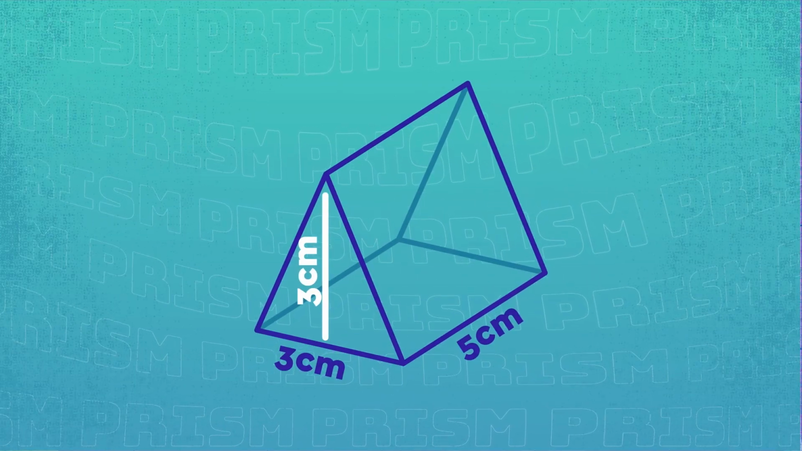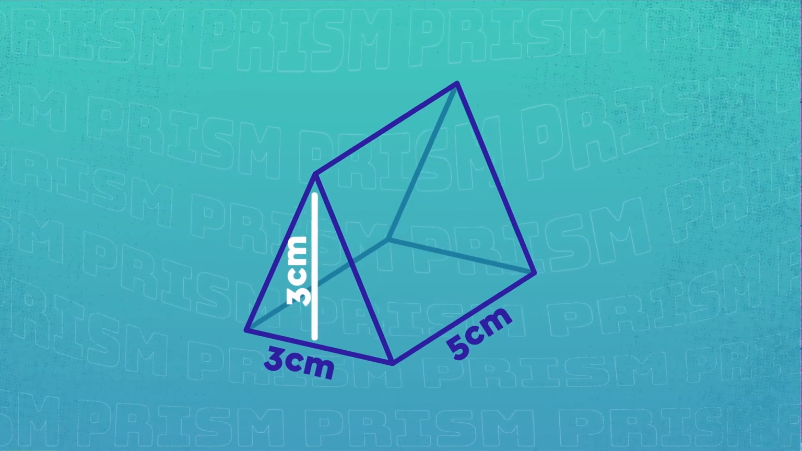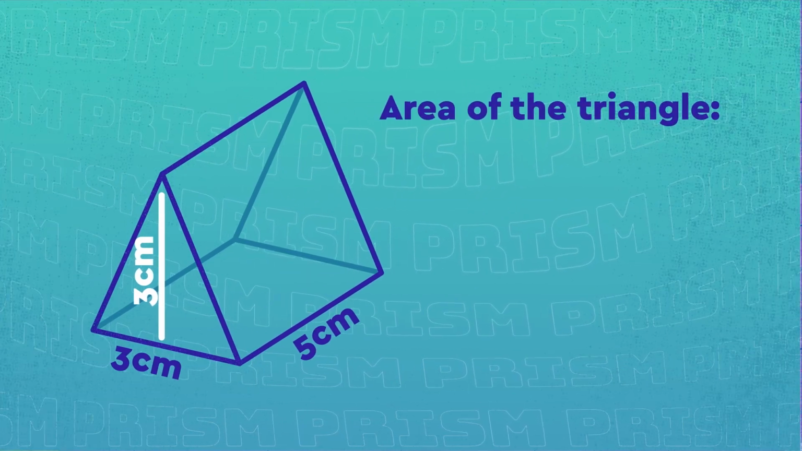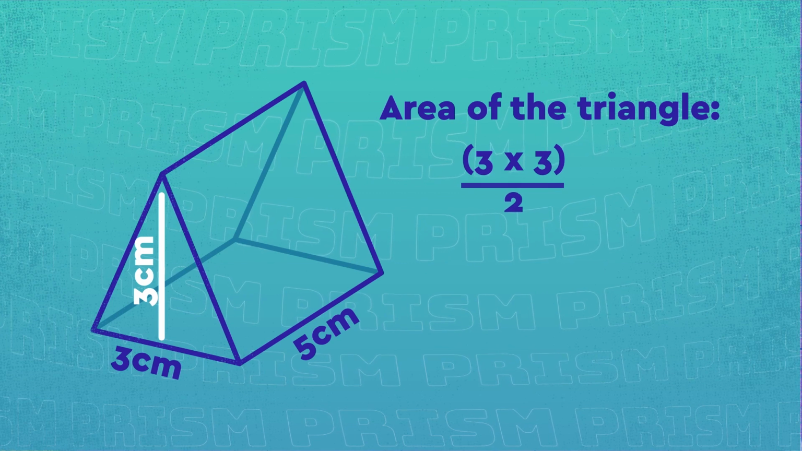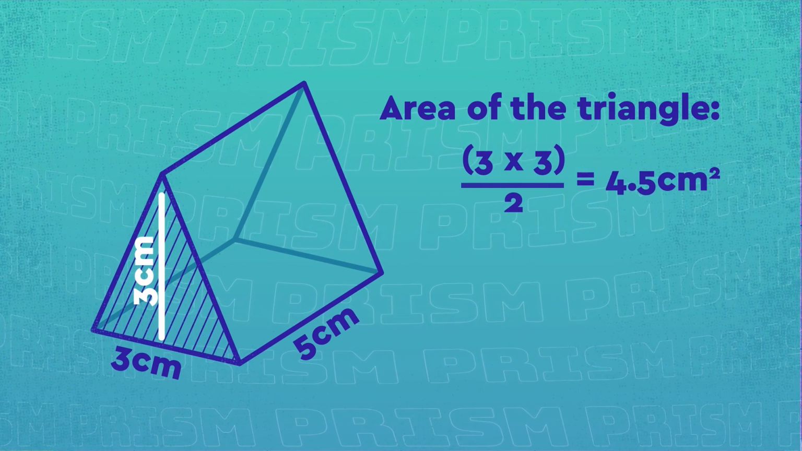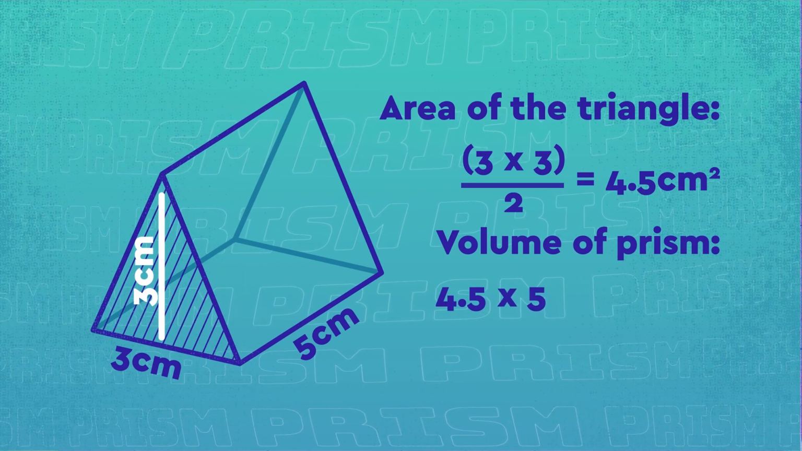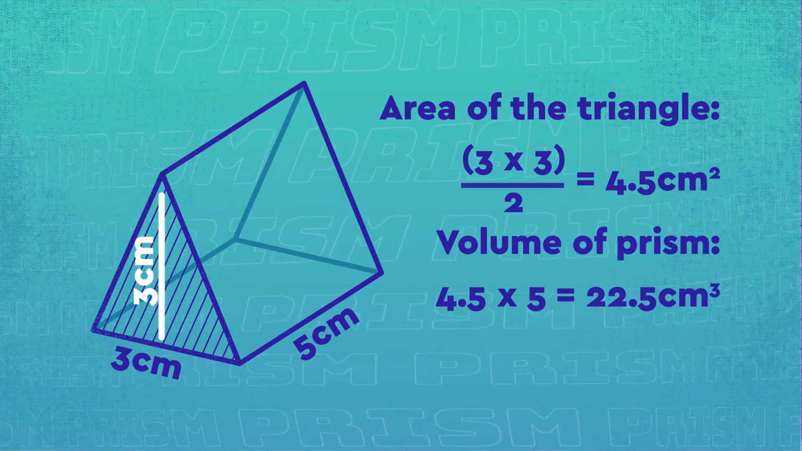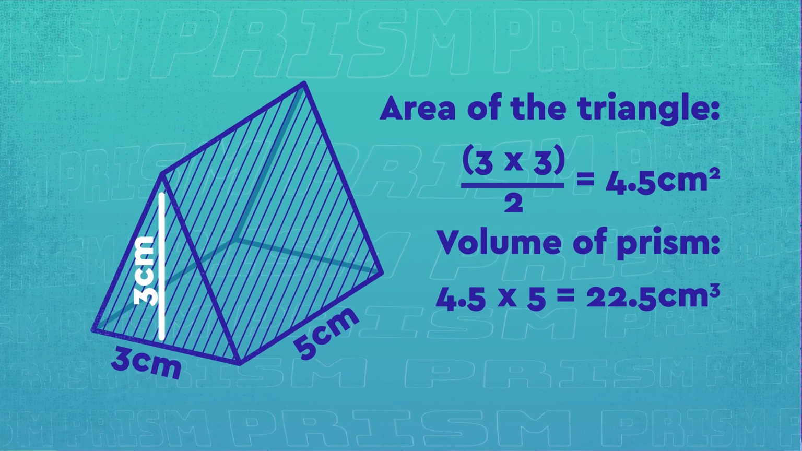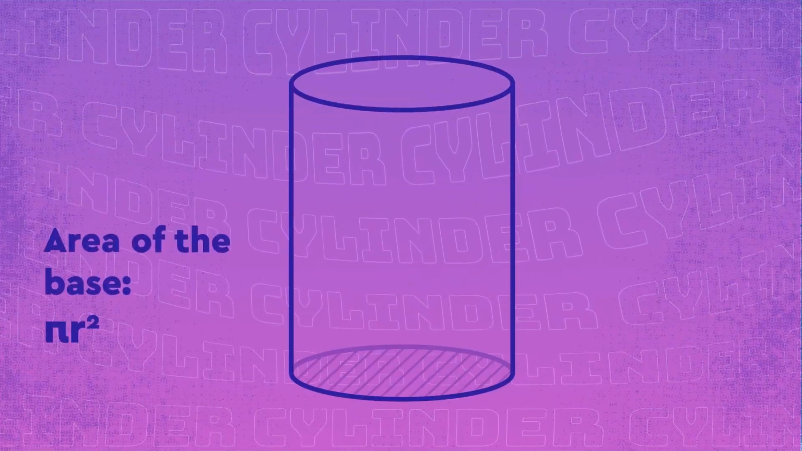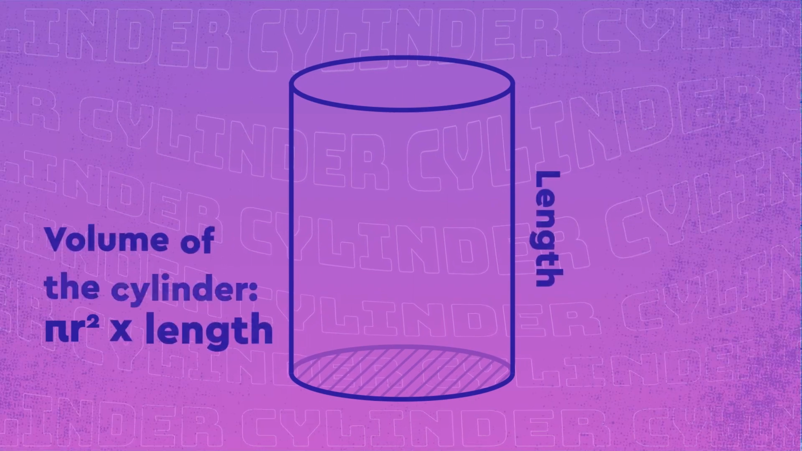The prism is 5 centimetres long. We can work out the area of the triangle, which is 3 times 3 over 2, 4.5 centimetres squared. Now we can multiply this by the length, 5, for 22.5 cubic centimetres. Equally, for a cylinder, we can work out the area of the base using pi r squared, then multiply by the length of the cylinder.